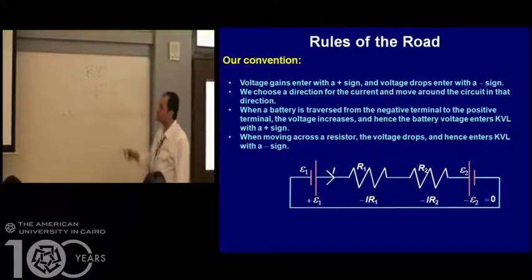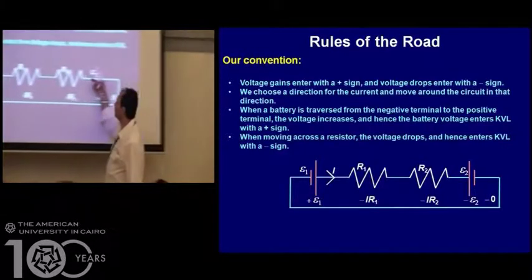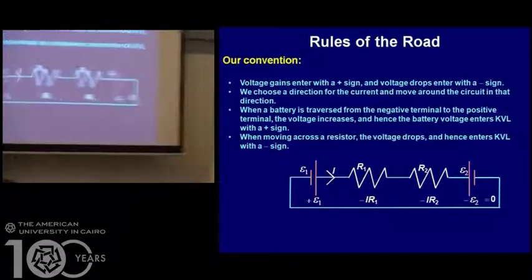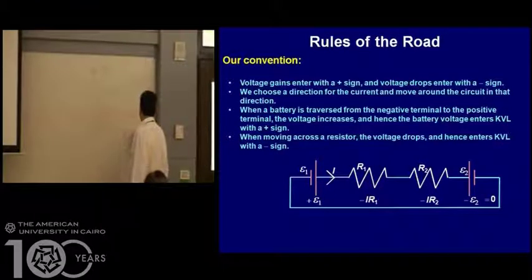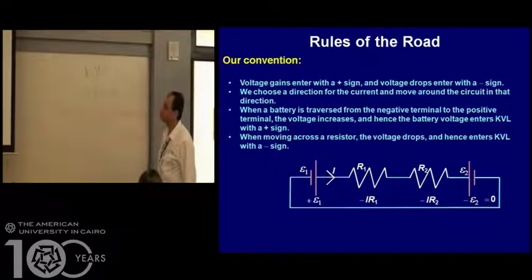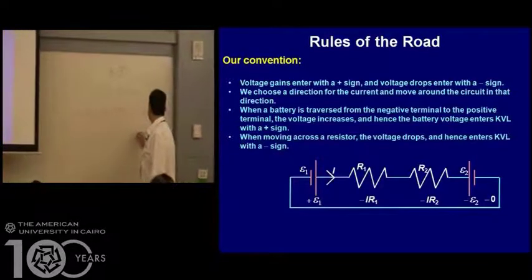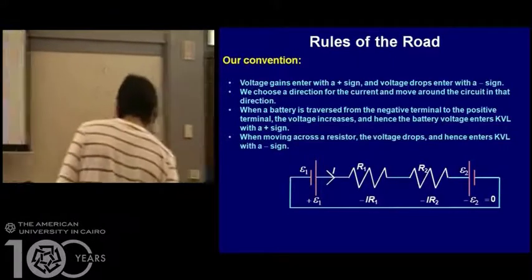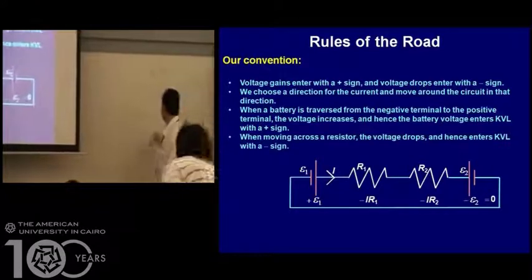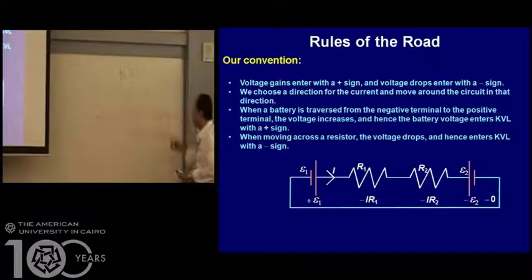So I'll start from that E2. So you get positive E2. Then a potential drop across R2, so you get negative I R2. Then you get negative I R1. Then you get negative E1. That should equal 0. Those two equations are correct. The two of them are correct.